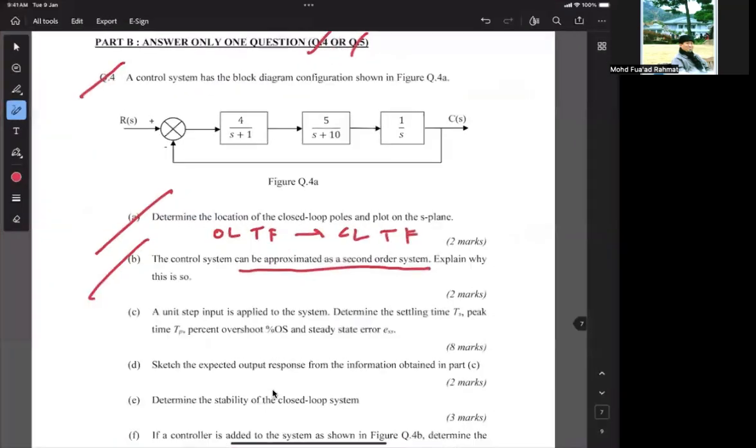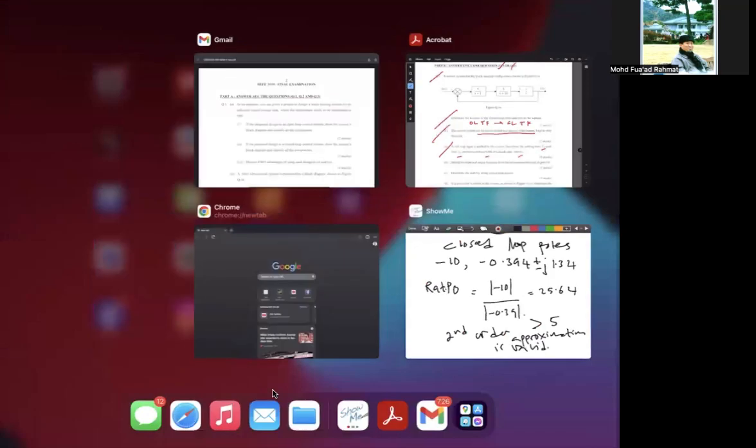Okay, guys, we continue on step C. So we already answered part D. Now we move to part C, a unit step input is applied to the system. Determine the Ts, Tp, OS, and the steady state error. Okay. So let's go to the whiteboard.